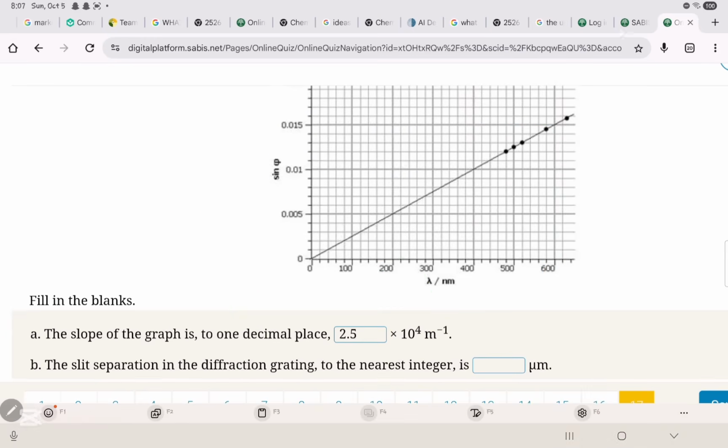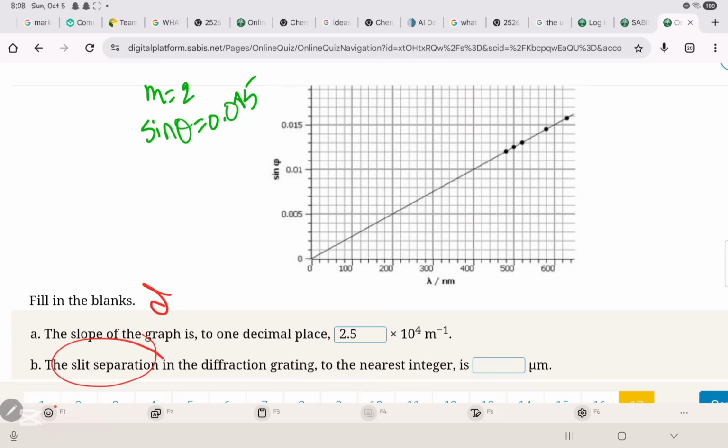Now, the slit separation in the diffraction grating, they want what? The slit separation, meaning small d. Perfect. How do we find the value of small d? We know that m is equal to 2. We know that sine theta, we chose it to be 0.015.